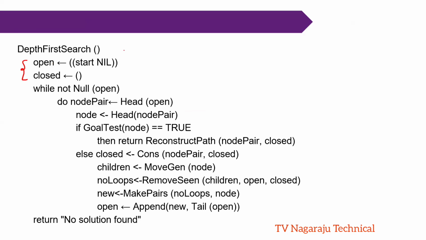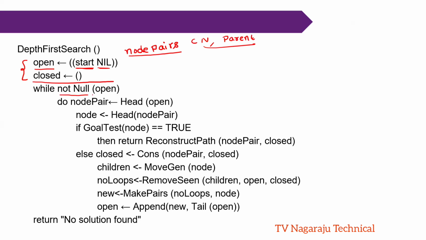Here, open stores a list of node pairs. Understand that term? Open stores a list of node pairs. What is meant by node pair? Node pair means simply the current node and its parent node. That means this open, instead of storing the exact value, stores the pair, that is the node and its parent. Now start is the root node. For the start node, there is no parent. That is the reason I wrote nil. Now closed, initially closed is equal to empty.